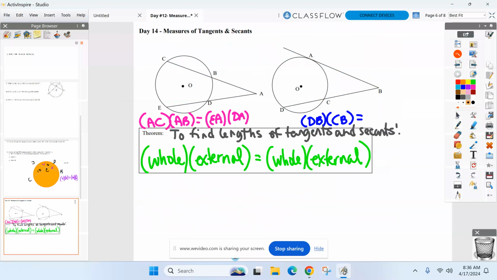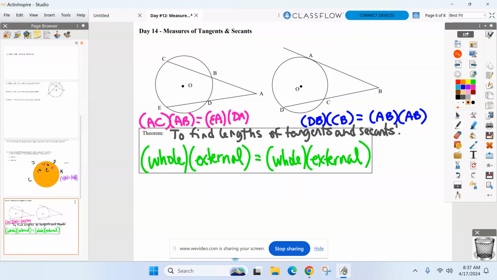Whole tangent, AB. What's its external part? Also AB. So when we're doing whole times external for a tangent, it's the same value because the whole tangent is on the outside. All right, so that value is going to be the same every time for a tangent. All right, there it is. Now we're just going to get reps. Whole times external equals whole times external.